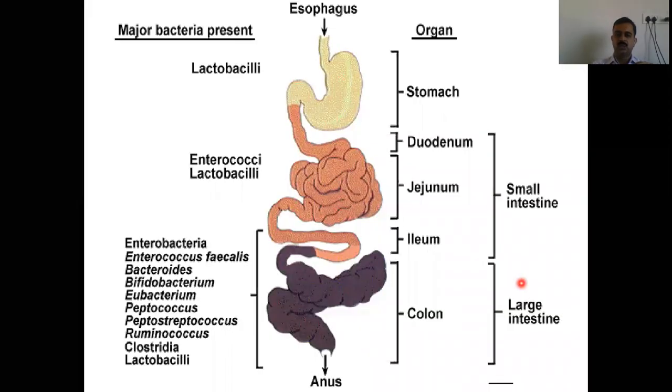You can see here the majority of the bacteria present: lactobacilli inside the stomach, enterococci and lactobacilli inside the duodenum and jejunum, and in the ileum and the colon, these bacteria are present. What are those? Enterobacteria, Enterococcus faecalis, Bacteroides, Bifidobacterium, Eubacterium, Peptococcus, Peptostreptococcus, Rhodococcus, Clostridium, and Bacillus. So a large number of bacteria resides inside the colon, basically inside the large intestine.